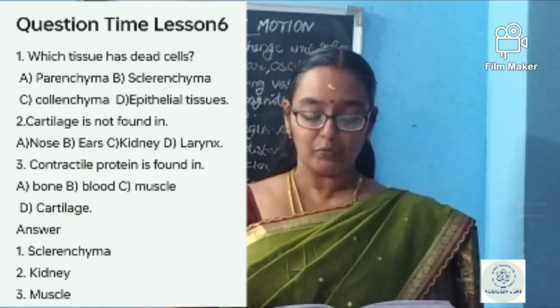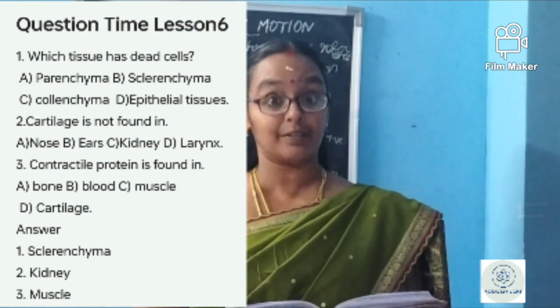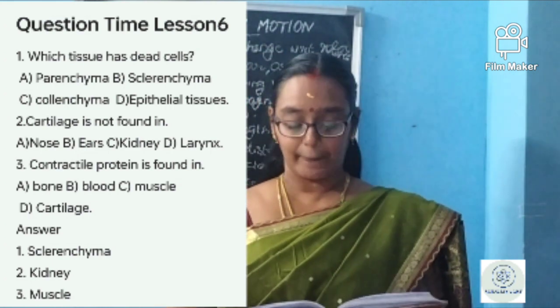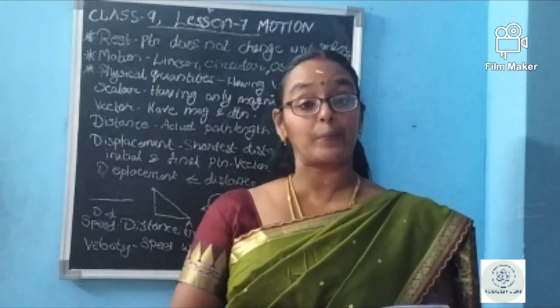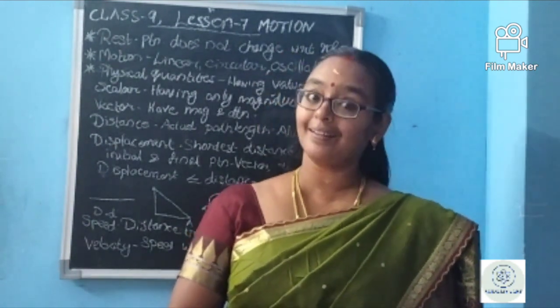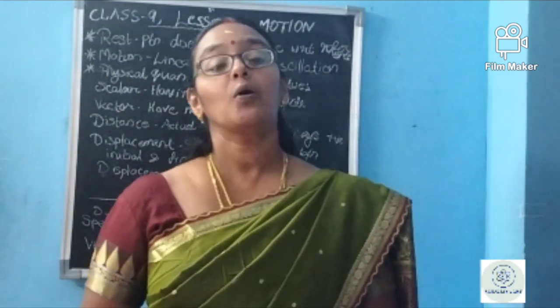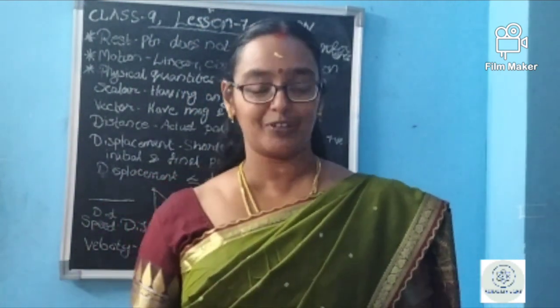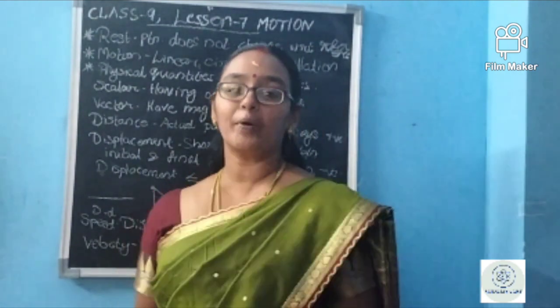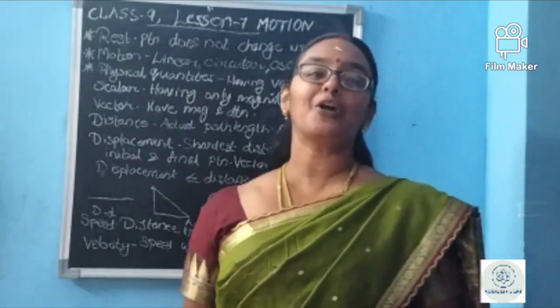Contractile protein is found in dash was the third question, and the options were blood, bone, muscle, cartilage. Contractile protein will be seen in muscles. I think you have answered the correct options and all of the things were correct for you. Now we are moving on to enter the world of physics.